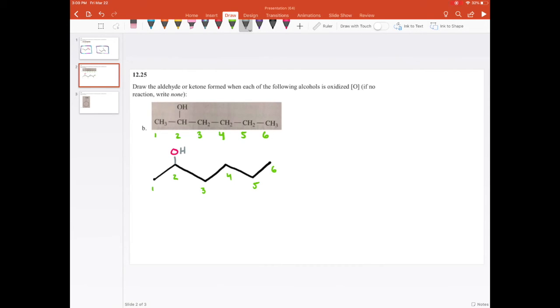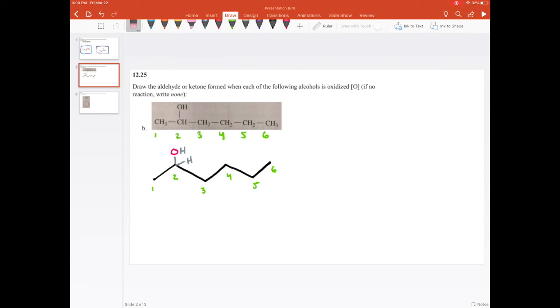Now, we also have a bond to hydrogen on the carbon bonded to the oxygen. So what we want to do is form another bond between the carbon and the oxygen. This is oxidation. We're forming more bonds to oxygen. But to do that, we have to make some room on both of those atoms.